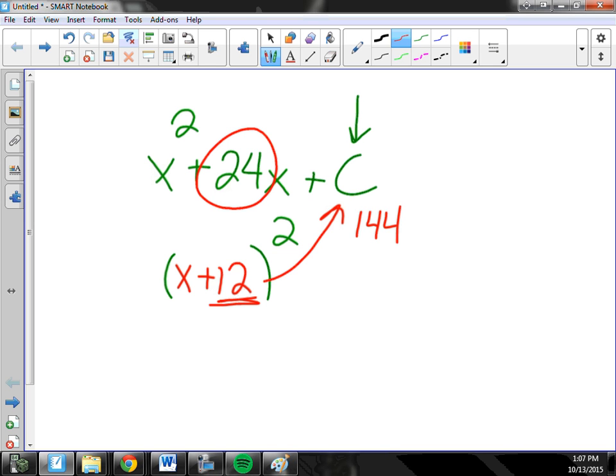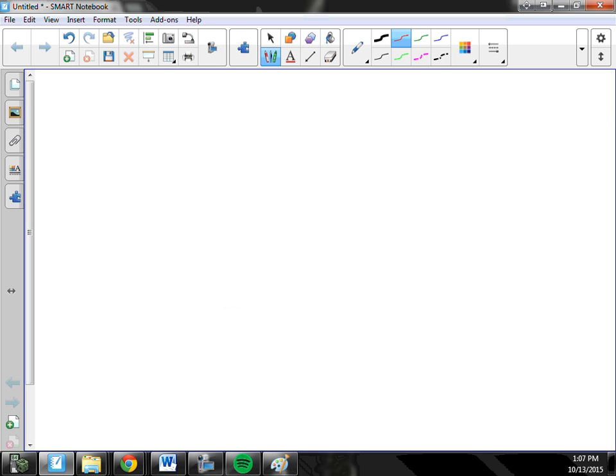Now, this might seem super easy, and it kind of is today. It's going to get a little bit harder. But when the middle number is odd, it's a little bit more difficult. So let's say we had x squared plus 11x plus c. Well, my recommendation is never, ever use decimals when you're completing the square. Fractions are much easier to use.